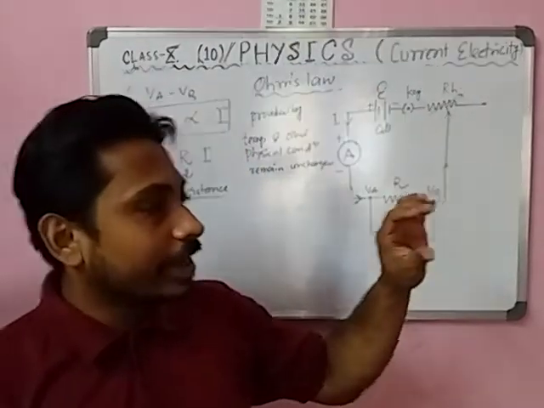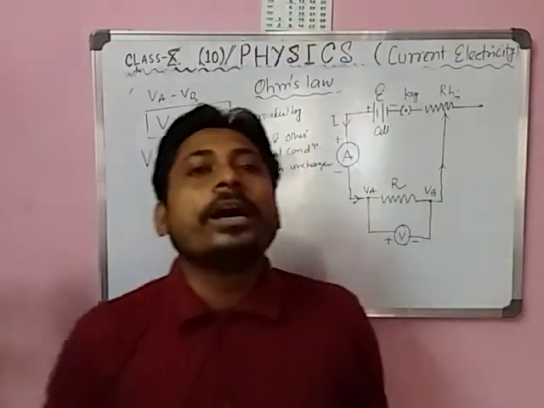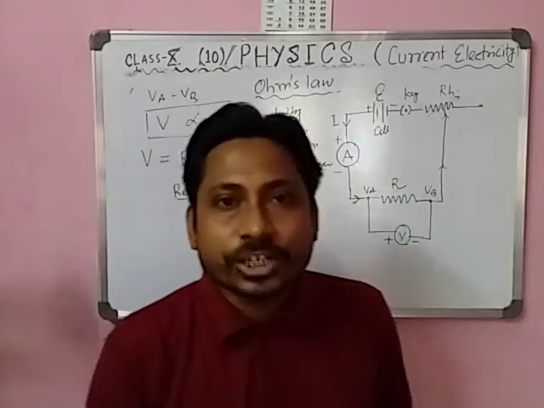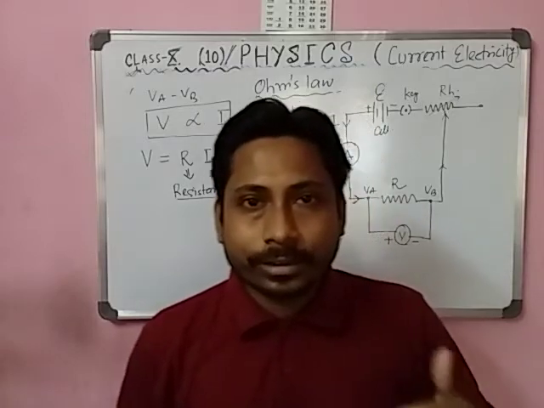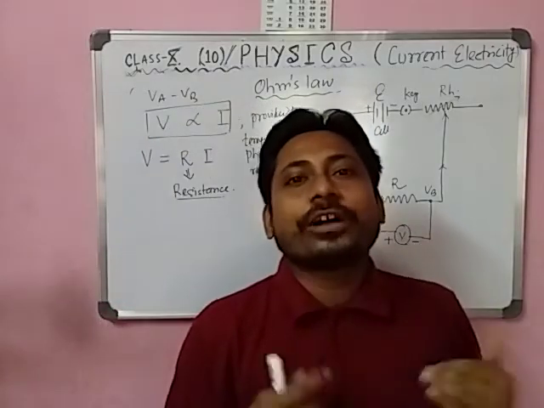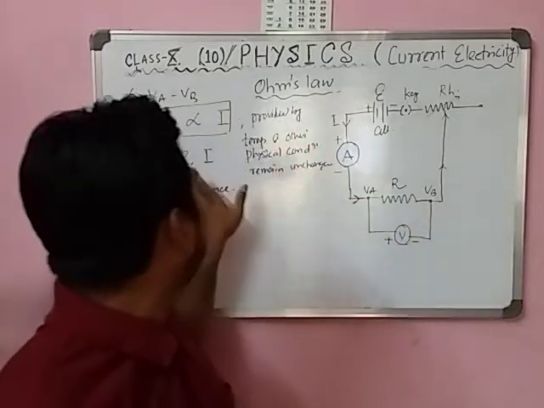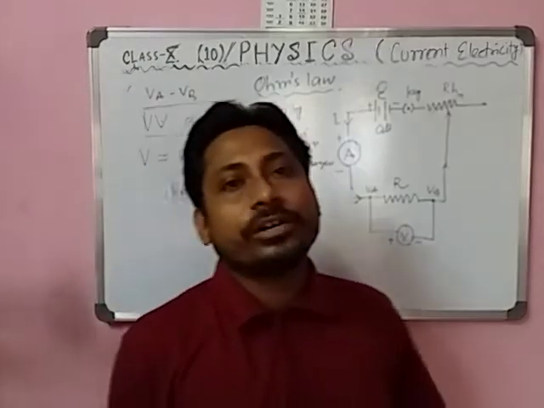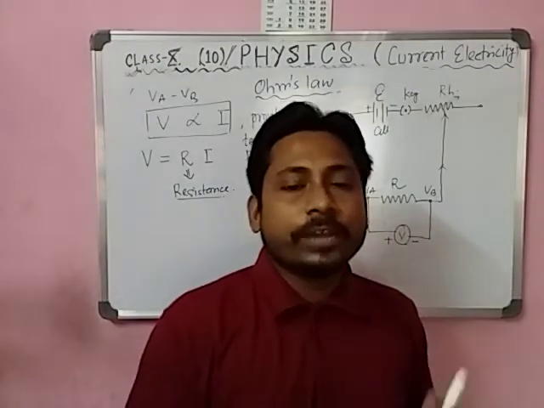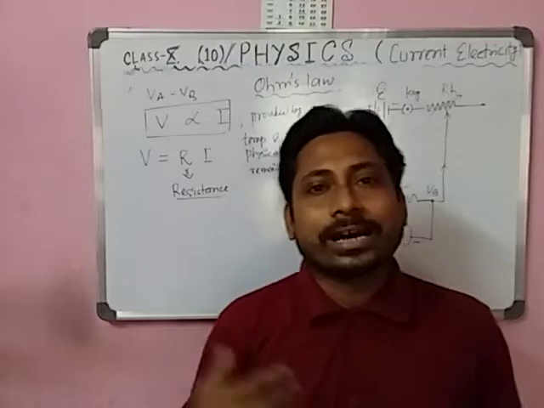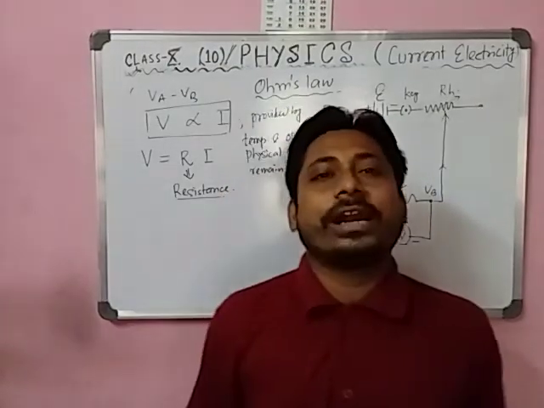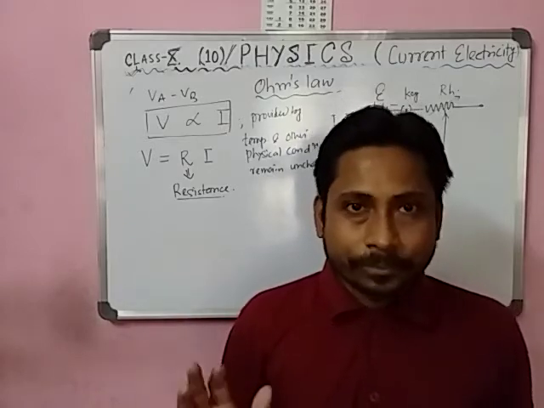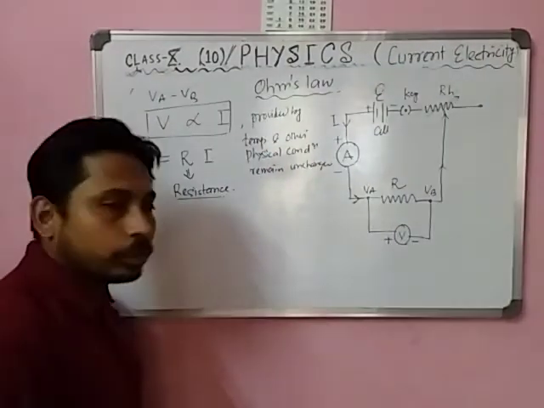So for the question, state Ohm's law, we write: potential difference is directly proportional to current. So V proportional to I, V equal to RI, provided temperature and other physical conditions remain unaltered. Students, if temperature and other physical conditions like pressure are unaltered, then only we can write V proportional to I. Otherwise, it may be some different value. So students, this is Ohm's law.